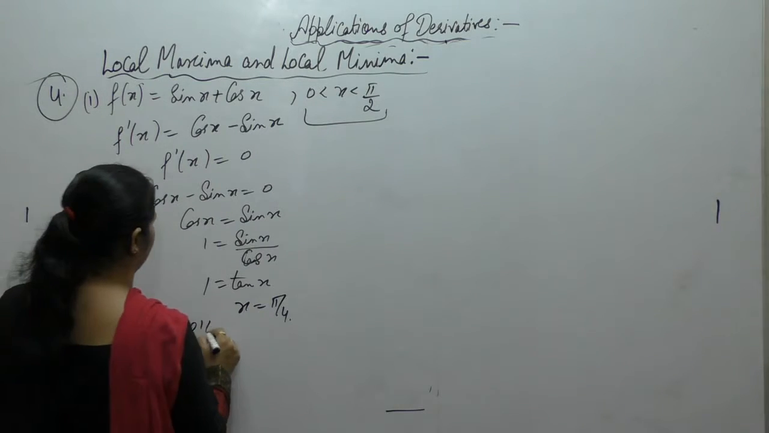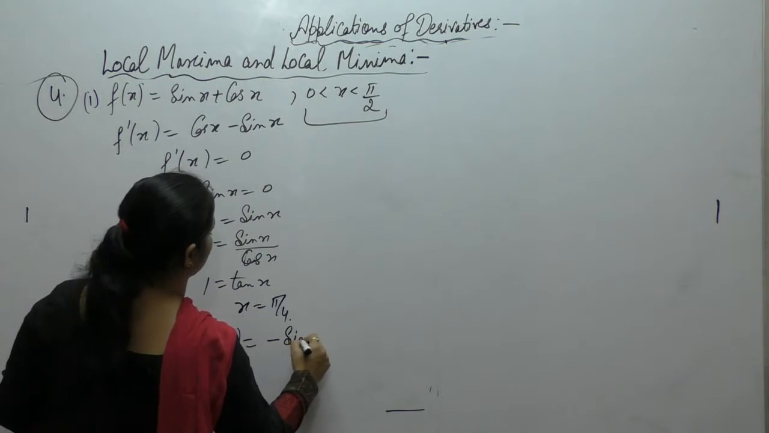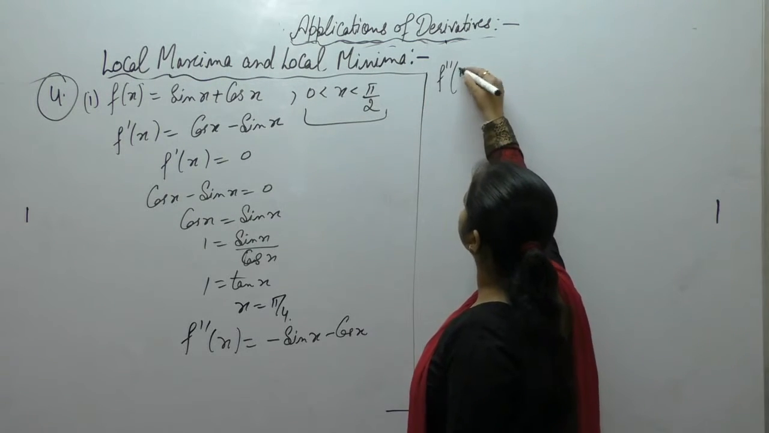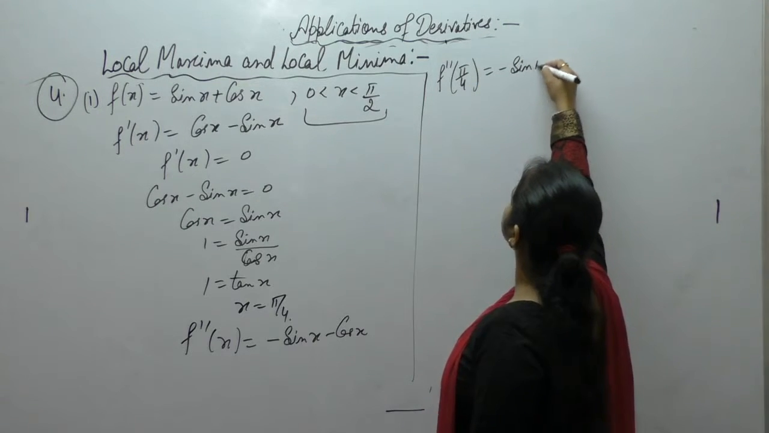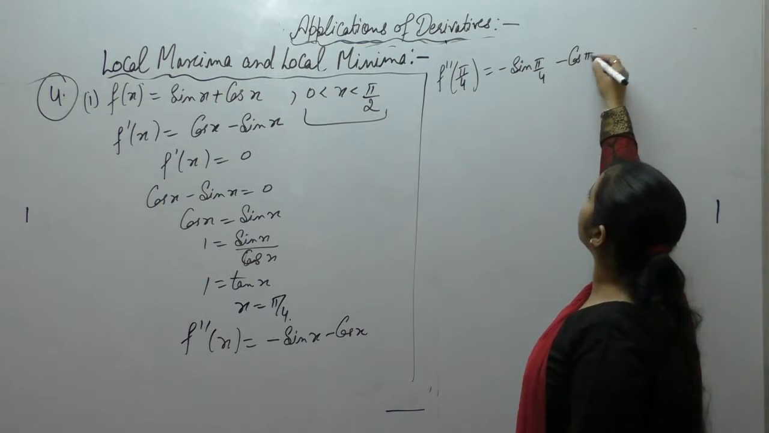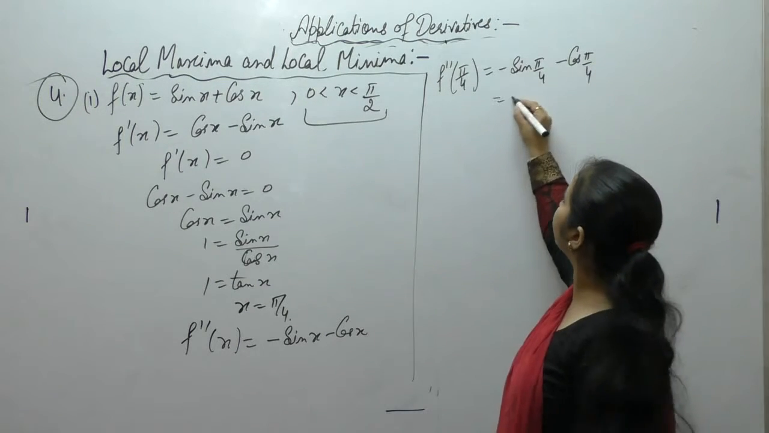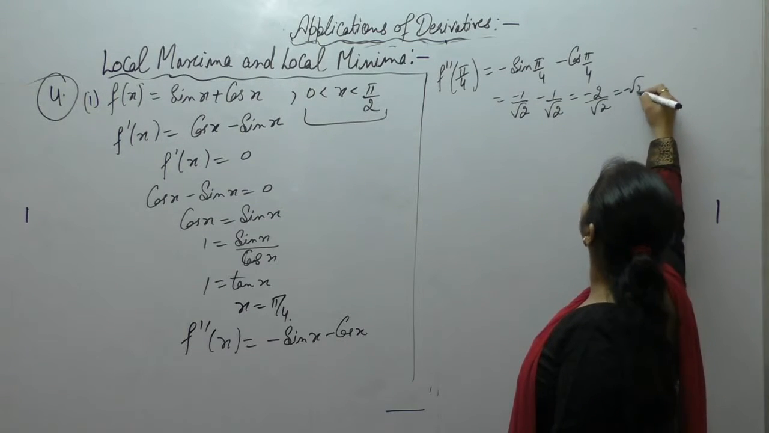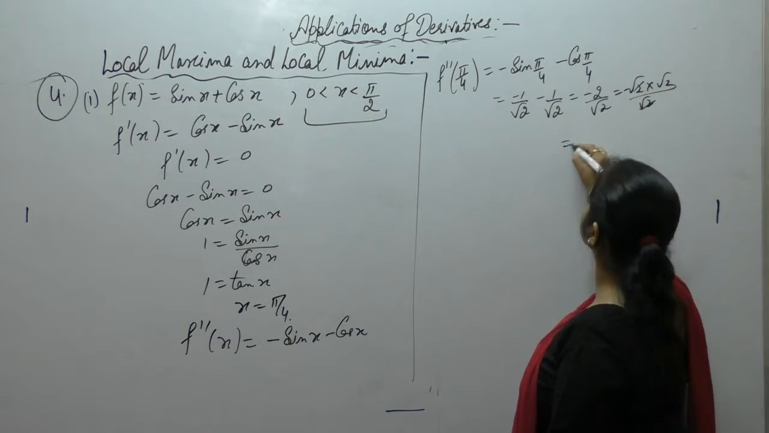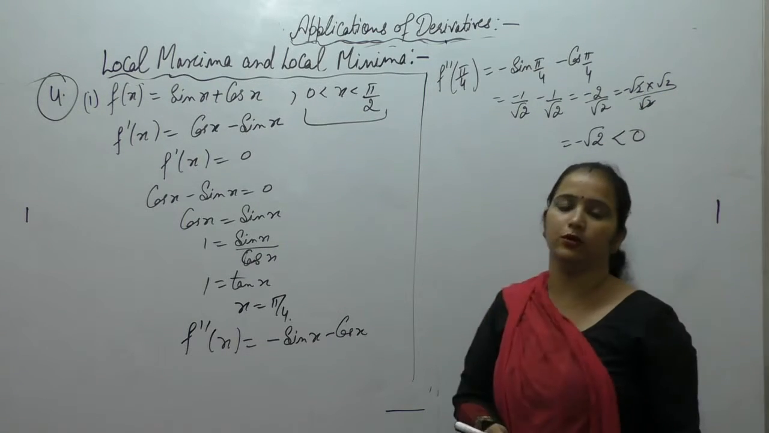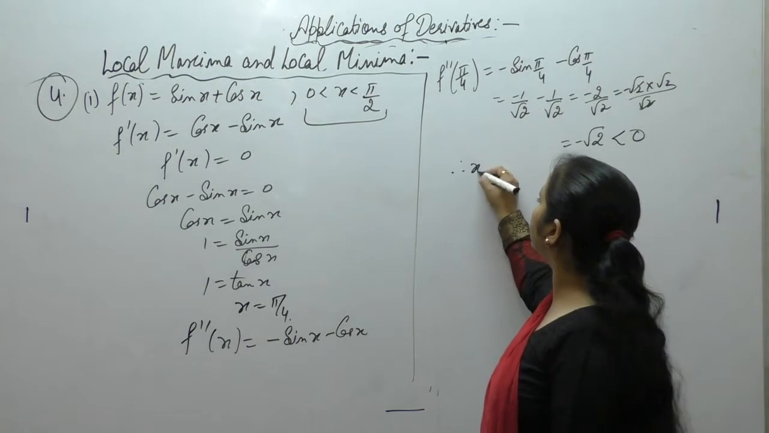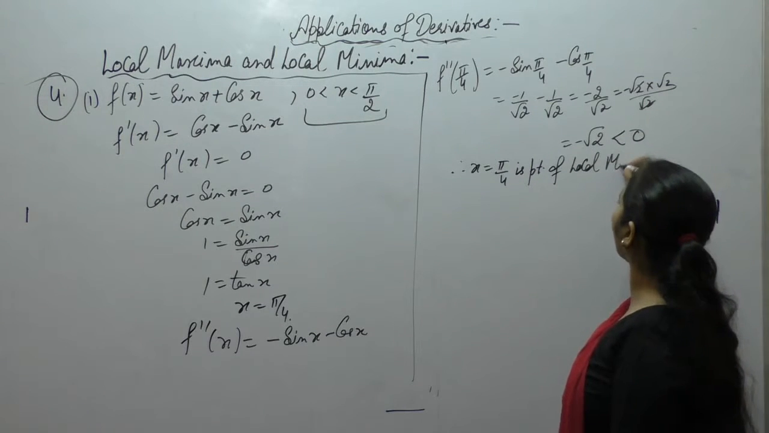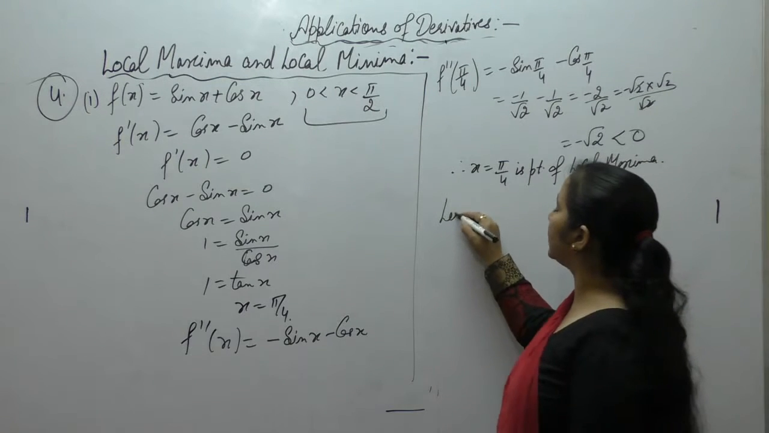Now find the second derivative. Derivative of cos x is minus sin x, derivative of sin x is cos x. Now check for the point: f double dash π/4 is minus sin π/4 minus cos π/4. Sin π/4 is 1 by root 2, cos π/4 is also 1 by root 2. We can write 2 as square root of 2 into square root of 2. So we get negative square root of 2, that is less than 0. Therefore, π/4 is the point of local maxima. Clear?